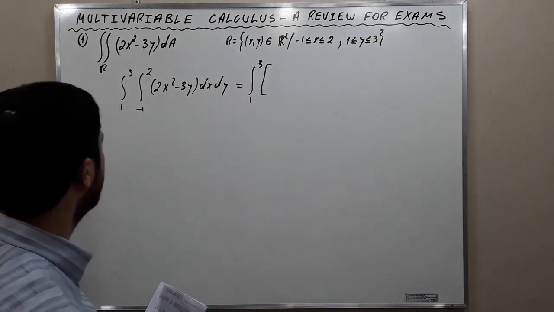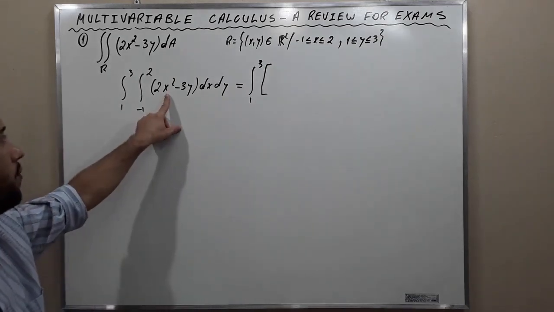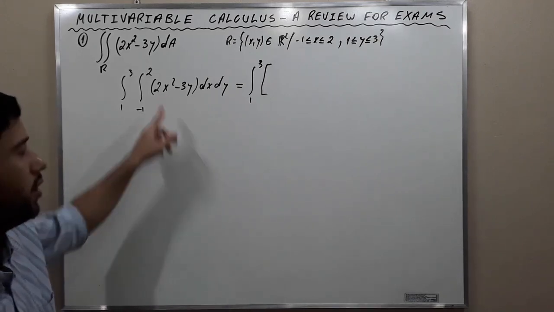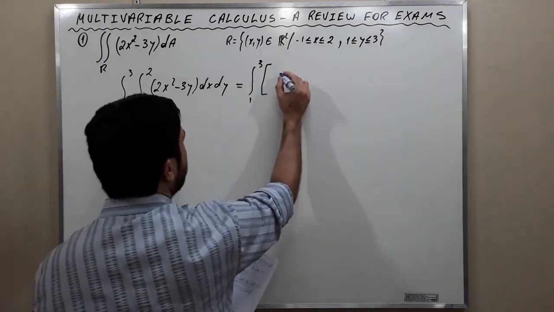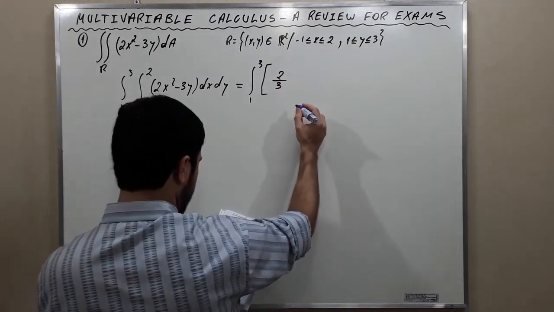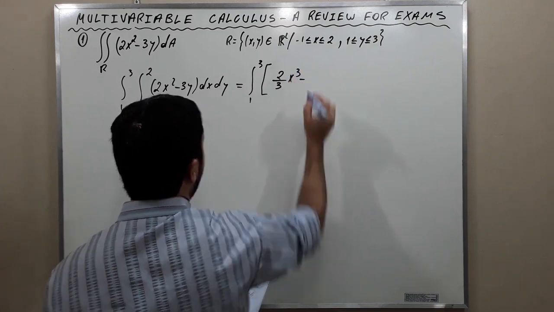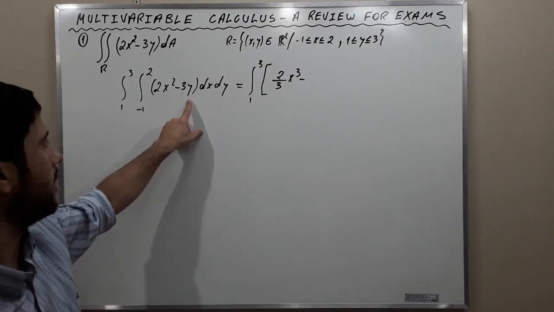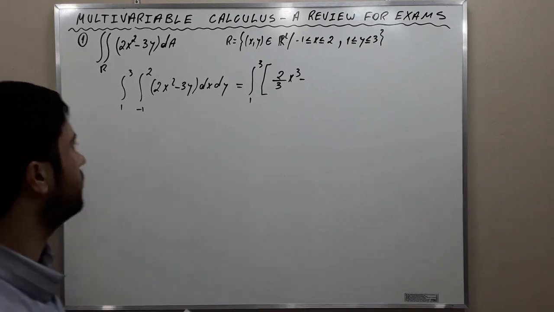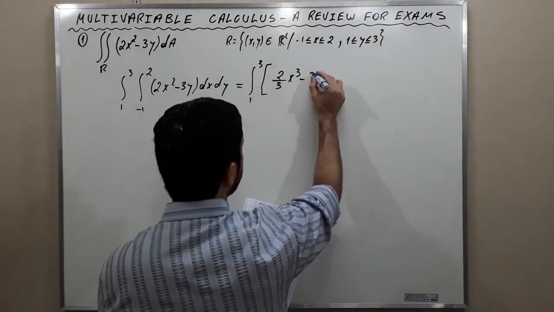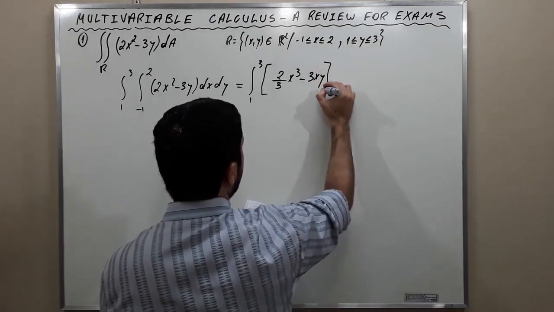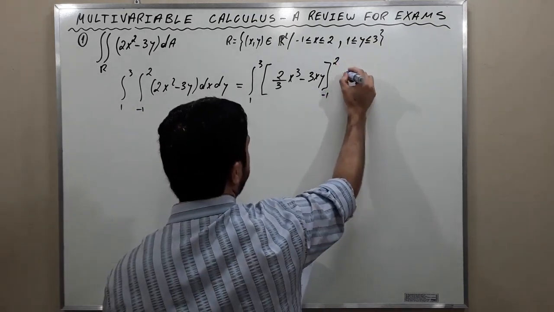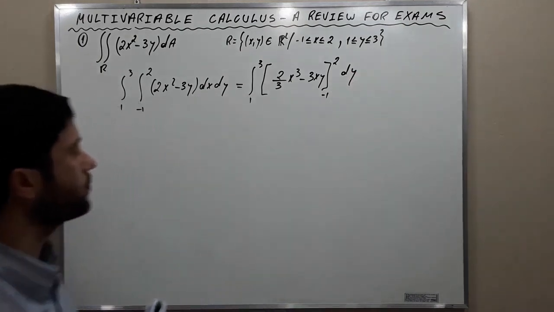integrating in x. We get that the integral of x squared is a third, but we have a 2 here, then it is 2/3 of x cubed minus, here we don't have an x, so an x is going to appear here. It is minus 3xy. Evaluated from -1 to 2. Okay?